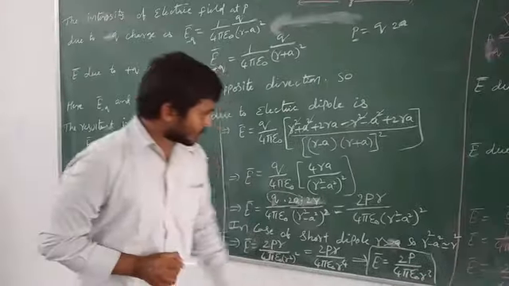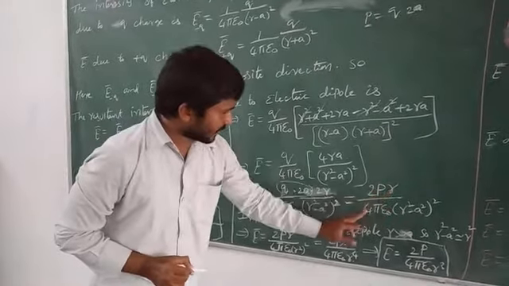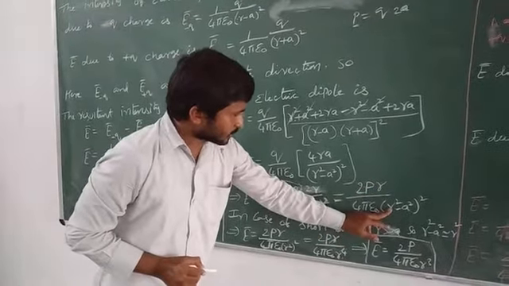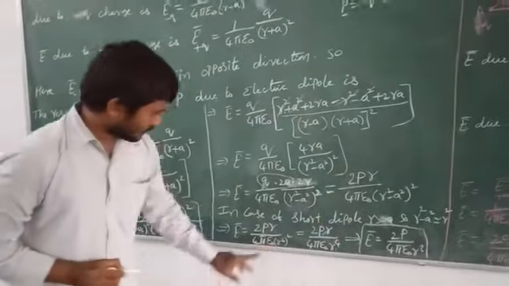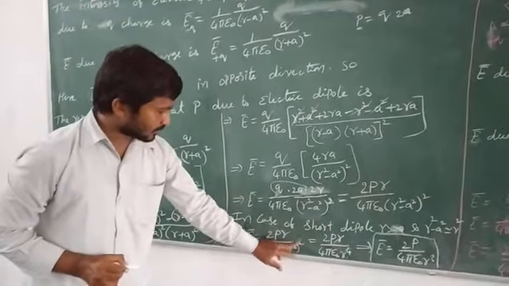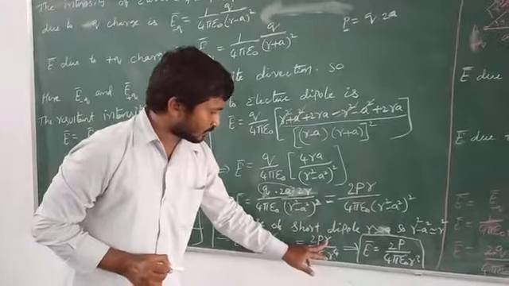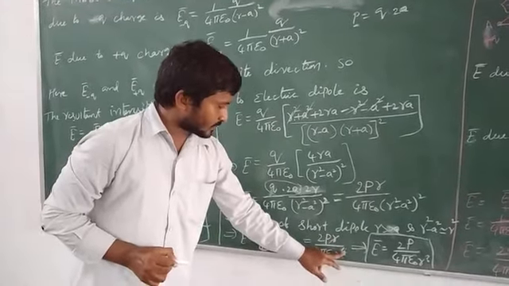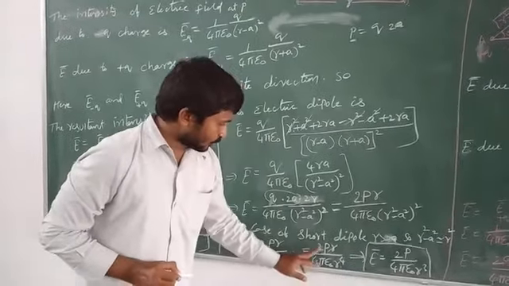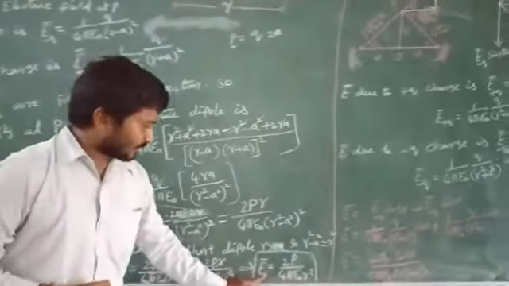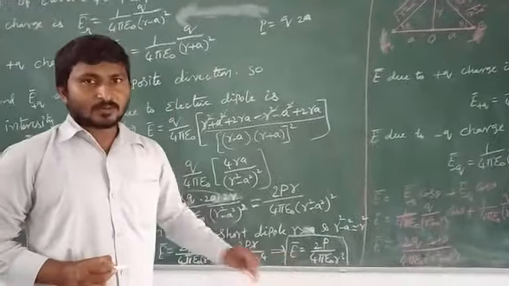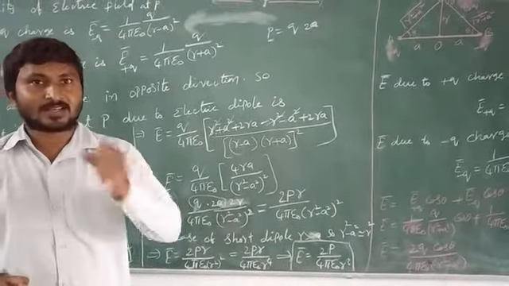Substituting that here, we get 2pr by 4 pi epsilon naught into (r²) whole squared, which becomes r to the power 4. One r cancels, and we get E bar equal to 2p by 4 pi epsilon naught r cube. This is the expression for intensity of electric field due to an electric dipole on the axial line.